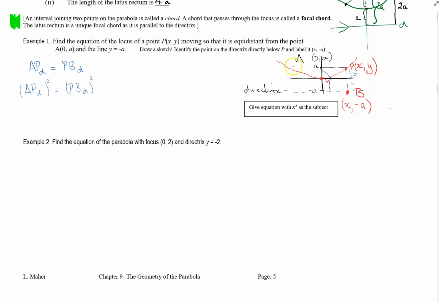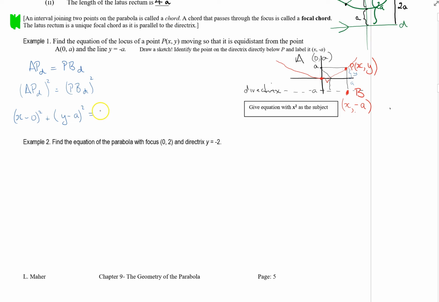So from A to P, I'm going to use the formula x2 minus x1. So that will be x, I'll do it the long way, x minus naught all in the bracket squared plus y minus a all in the bracket squared. So that distance has to equal P to B, and B we've identified the coordinates as x and minus a.